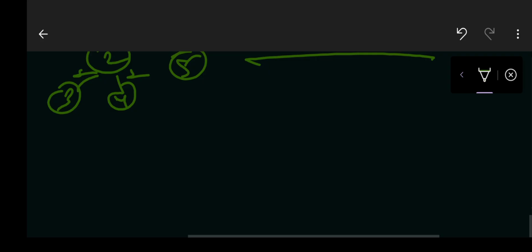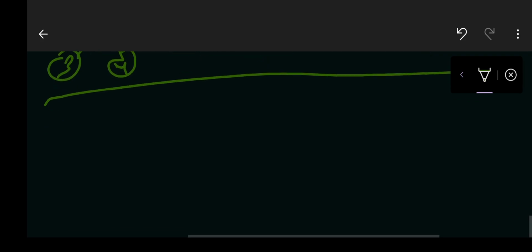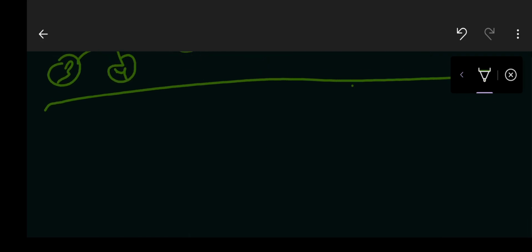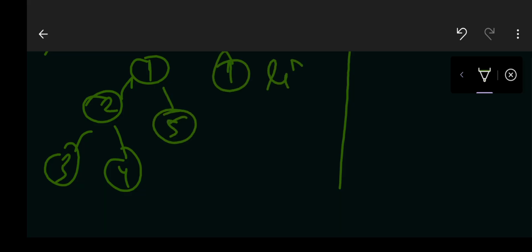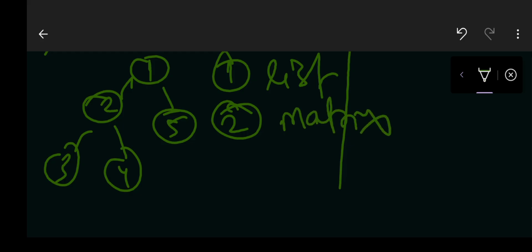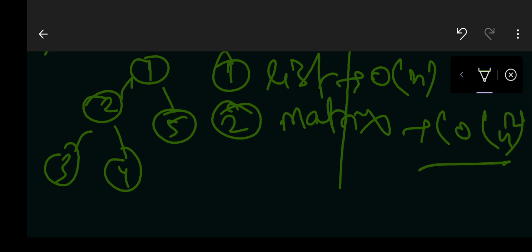So now let's move on to our next topic, which is representation. Like how do we represent a graph? Suppose we have a graph 1 2 3 4 and 5. There are two types of representation: list representation, and the second is matrix representation. The list representation is O of n, the matrix representation is O of n square. Now what is O of n, what is O of n square? If you got it, very good. If you did not get it, no problem.